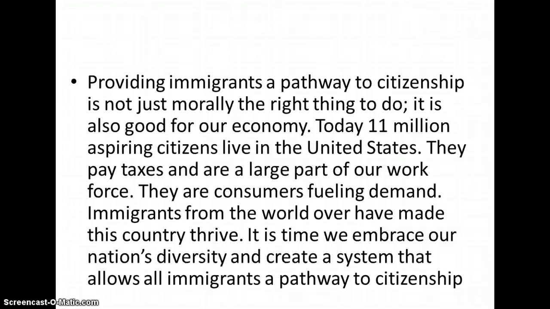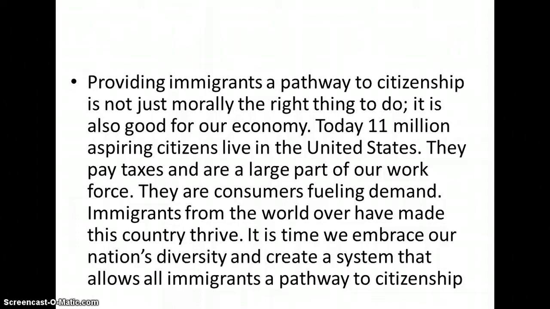Providing immigrants a pathway to citizenship is not just morally the right thing to do, it is also good for our economy. So this is the logical thought process behind this article. It's good for our economy and it's morally correct. Today, 11 million aspiring citizens live in the United States, so that would be logos. So they've got statistical data.